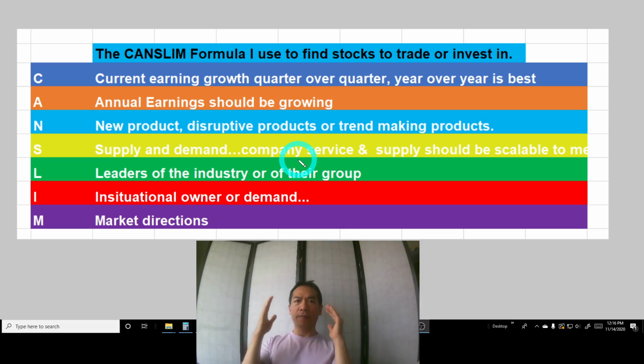Okay. Next one is A, annual earnings should be growing. Meaning if last year the company grew by, let's say, 10%, this year it should be growing by 20%. That's growth. That means the company is growing. When the company grows, that means there's more demand for their services and products. And when there's more demand for the services and products, that is how the company makes money. And as the company makes money and grows, the stock normally follows and the investor makes money.